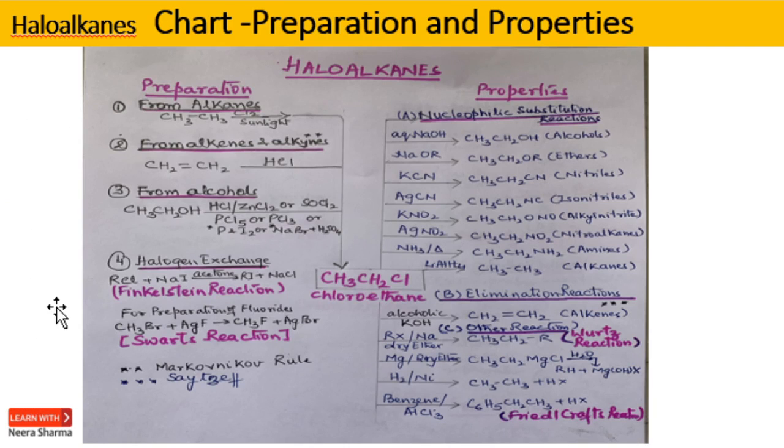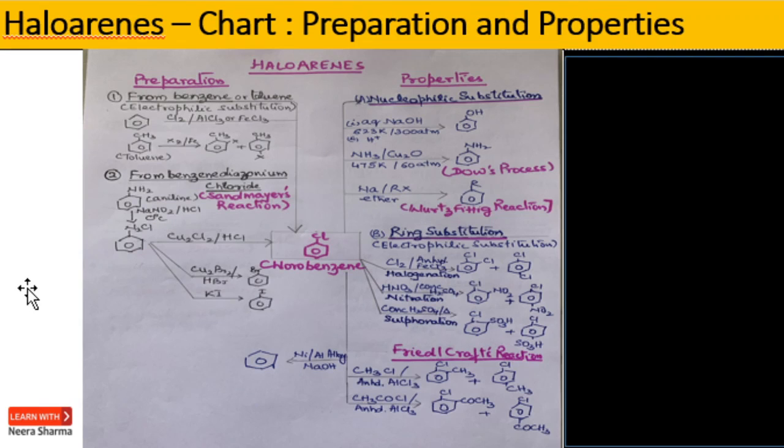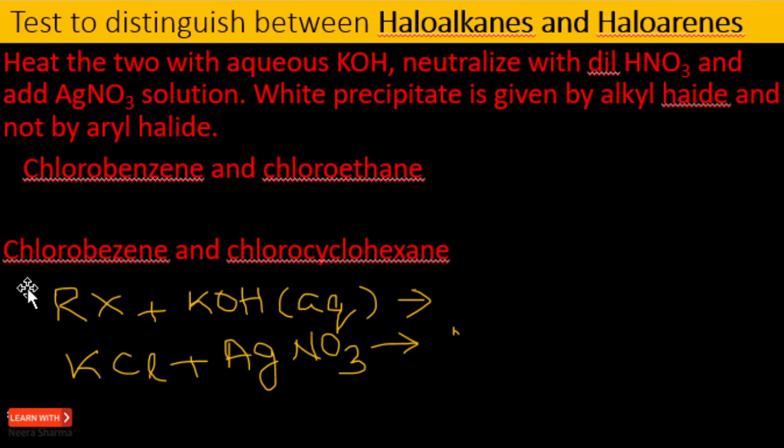Here I have given the two charts that you have to remember, both for haloalkanes and then also for haloarenes. So these are the two charts that you have to remember. Without the markings, I have put it again. And then how do we distinguish between haloalkanes and haloarenes?